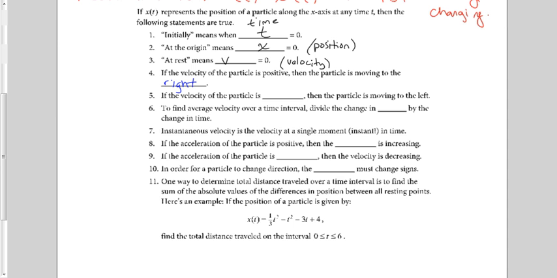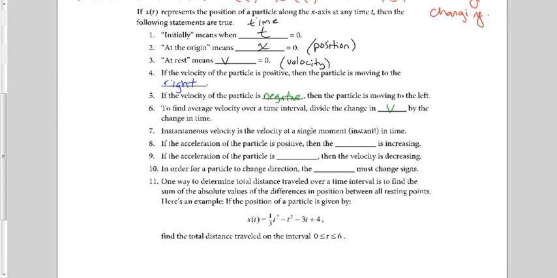If the velocity of the particle is blank, then the particle is moving to the left. That would mean the velocity of the particle is negative. Number 6, to find the average velocity over a time interval, we divide the change in blank by the change in time. So the average velocity is just how far did I travel in a certain amount of time, the change in position divided by the change in time. Number 7, instantaneous velocity is the velocity at a single moment or instant in time.